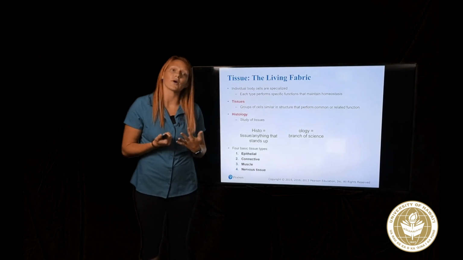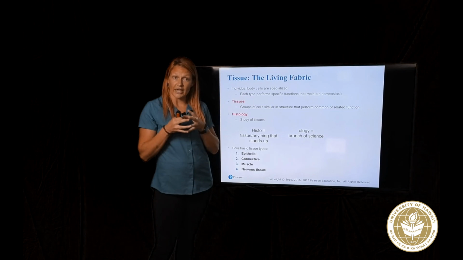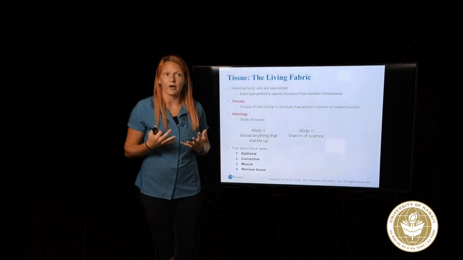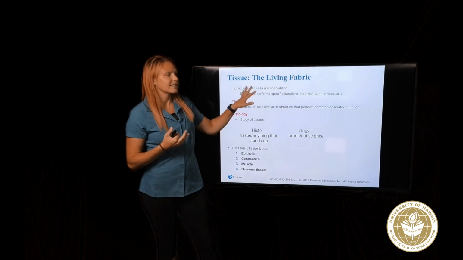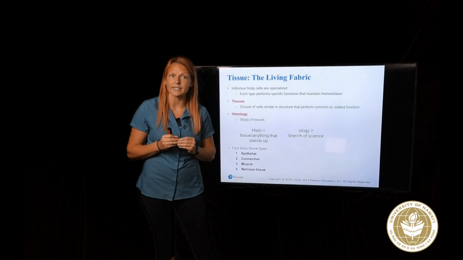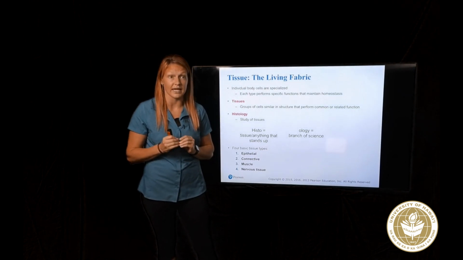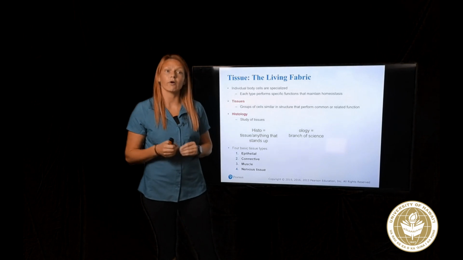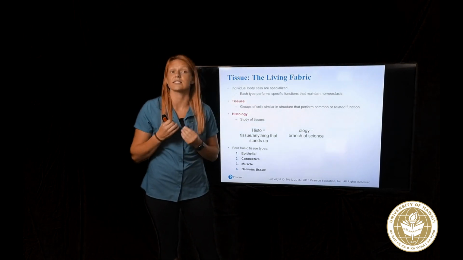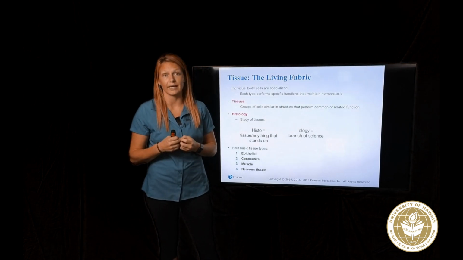So as mentioned before, those cells of similar structure and function will connect together to form a tissue. And that's going to be what chapter 4 is all about. So tissue is, as it says, kind of our living fabric. Each of the individual body cells are going to have their own specialized function in order to maintain homeostasis. But for tissues, there are groups of cells, again, that are similar in structure, that perform a common or related function.